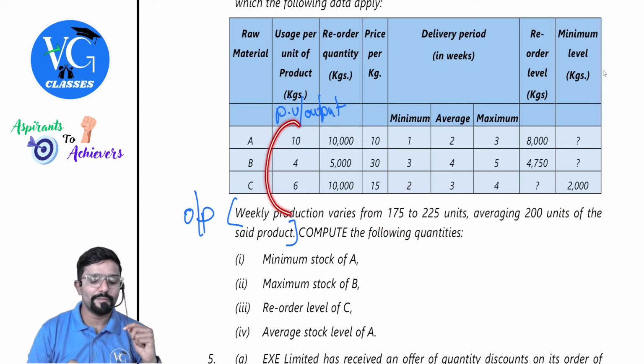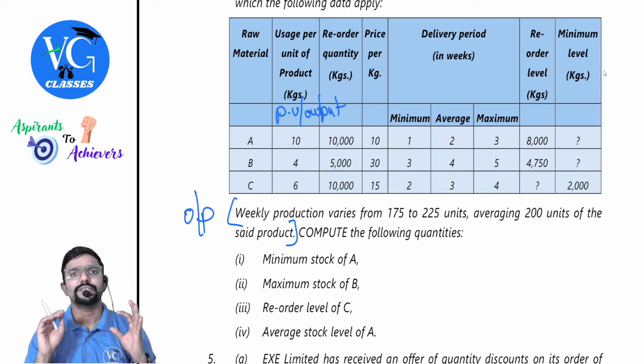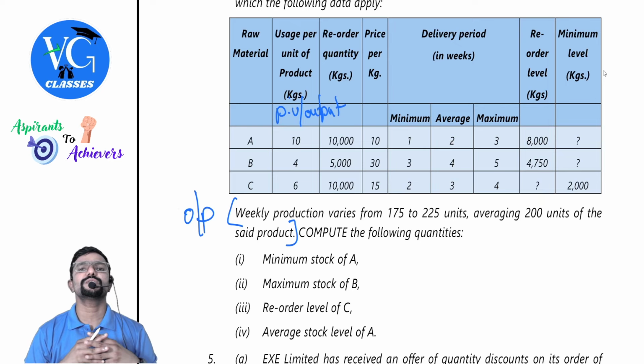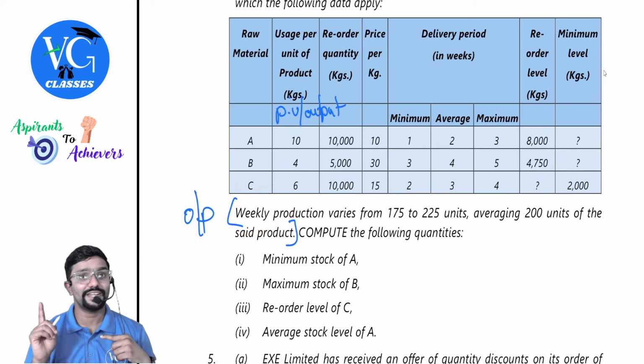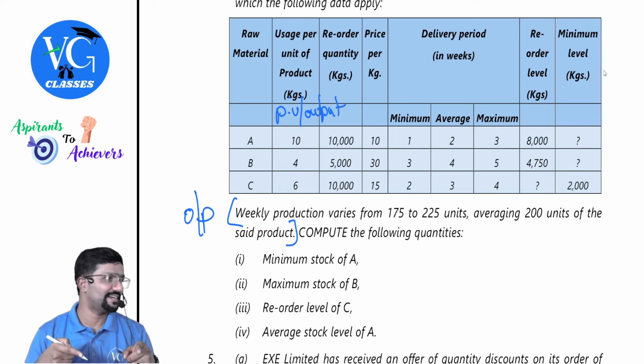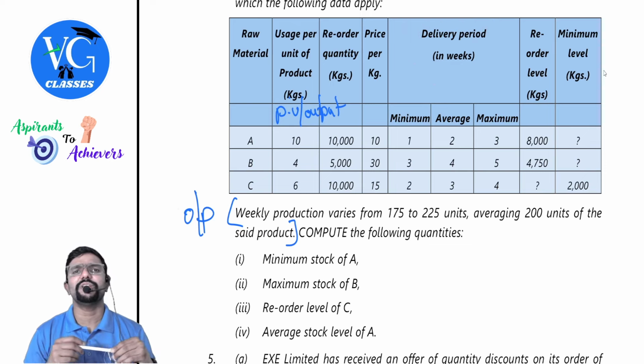If I multiply raw material requirement per unit with outputs, then what do I get? Raw material consumption in a week. Please be careful, not in a year, because production is given per week. Clear? Even consumption will be per week. Now you can observe delivery period also is given in weeks.